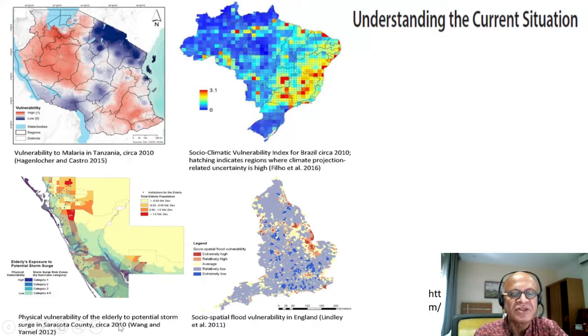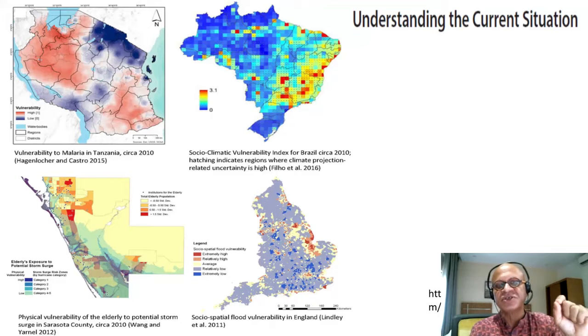This is physical vulnerability of the elderly to potential storm surge in Sarasota County circa 2010. Again, various spatial scales and age groups here. Elderly exposure to potential storm surge, which is always a critical part of the vulnerability assessment, is to look at geographical location, age structure, access to various shelters, health care facilities, and so on.